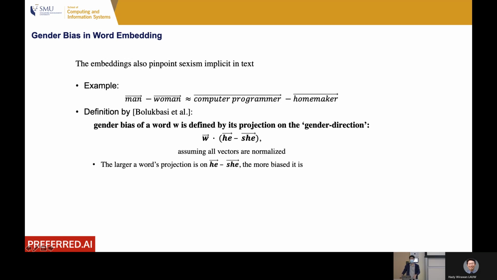And formally, in their research, Bolukbasi and their collaborators define that the gender bias of a word is defined by its projection on the gender direction. The gender direction here is he minus she, assuming that all vectors are normalized to unit length. And from these definitions, the larger the word's projection on the gender direction, the more biased the word is.